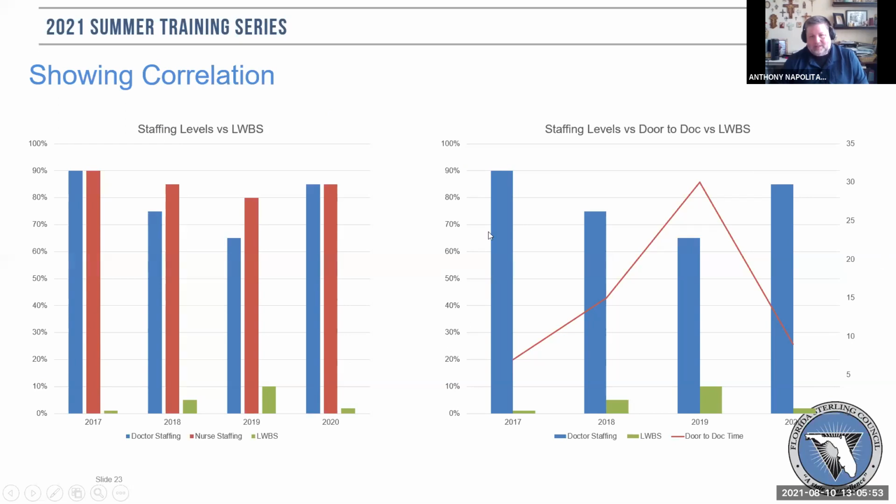There are 3 other pieces to look at. Doctor staffing and also door to doc time. Door to doc time is the amount of time it takes from when you come in the emergency department door until you're seen by your practitioner. So there you go. Look at what happens as your doctor staffing levels are higher. And as they get lower, your door to doc time goes up. They have more people to see, they don't have enough time to see them, and then your left without being seen goes up.